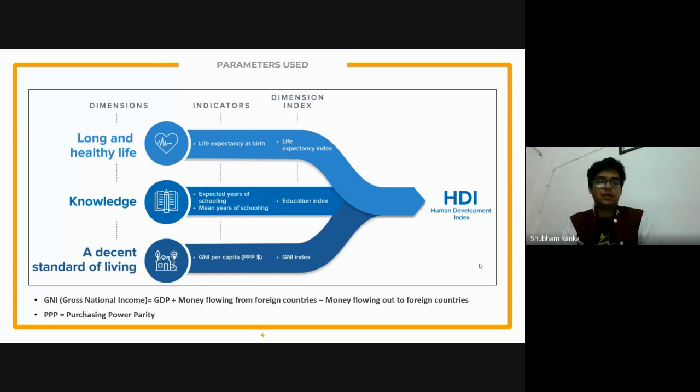And again, PPP, why we adjust these GDP and GNI to PPP is because the purchasing power parity for every country is different. If you buy a hamburger in India, that would be cheaper than what you get in USA, right? So the income level in USA would be far higher than what would be in India. That is why we adjust it for PPP.